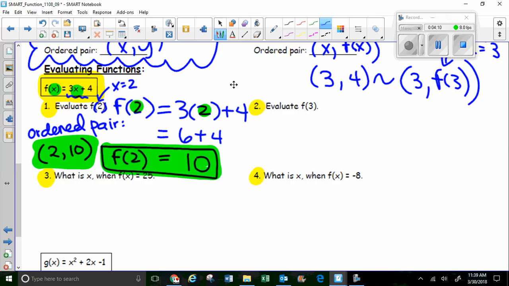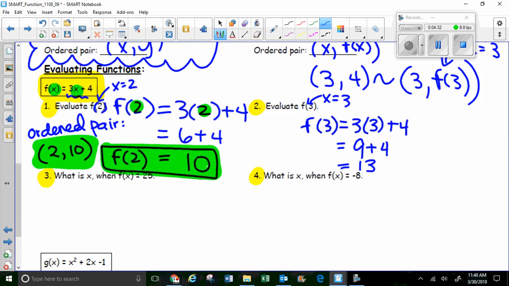All right, so let's try another one like it. This time we're going to replace x with 3. So I'm going to write f of 3 equals 3 times, instead of x, I'm going to put 3, plus 4. Simplify the right side. 3 times 3 is 9, plus 4 is going to give me 13. So bring down your f of 3 notation to say that f of 3 equals 13. The ordered pair would be 3 comma 13. So there's your answer.